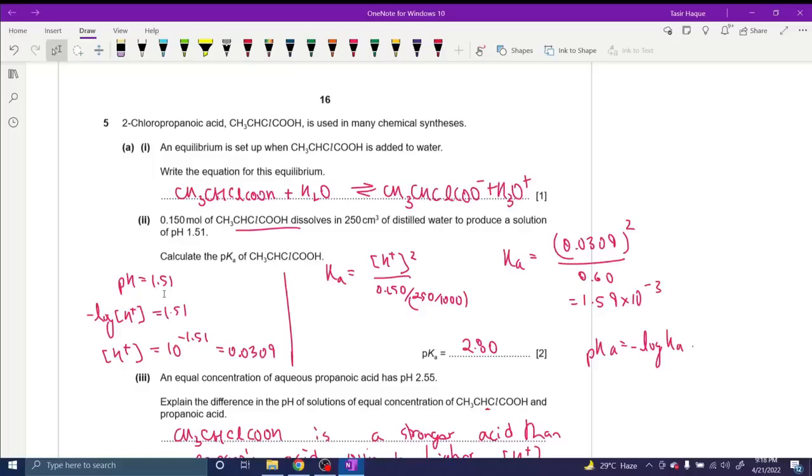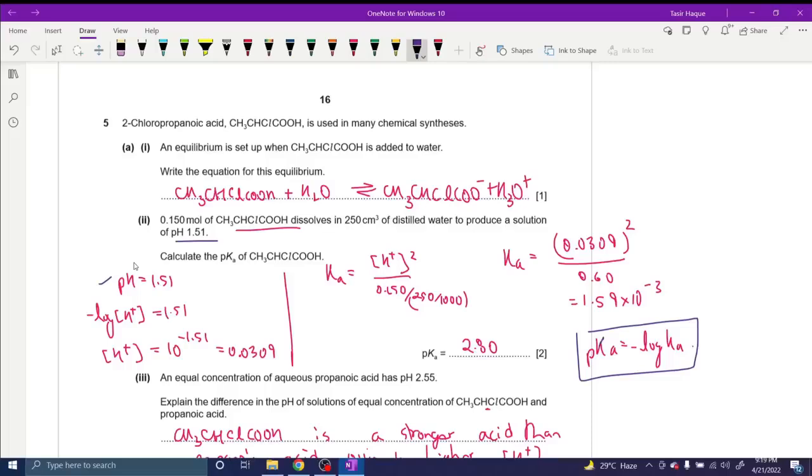Our next goal is to find out the pKa of 2-chloropropanoic acid. How? To find out pKa, we need Ka because pKa is equal to minus log Ka. This is our end goal. Now, to find out Ka, we need the H⁺ concentration, right? How are we going to find that out? pH is equal to 1.51. So minus log [H⁺] is equal to 1.51. [H⁺] is equal to 10 to the power minus 1.51, which is 0.0309.